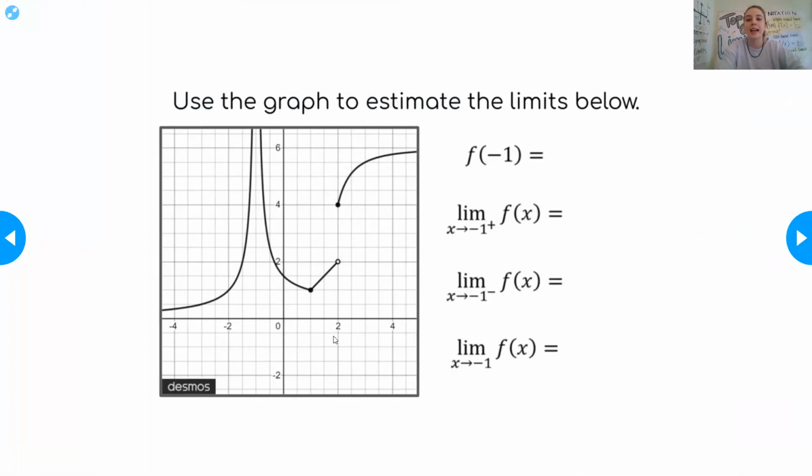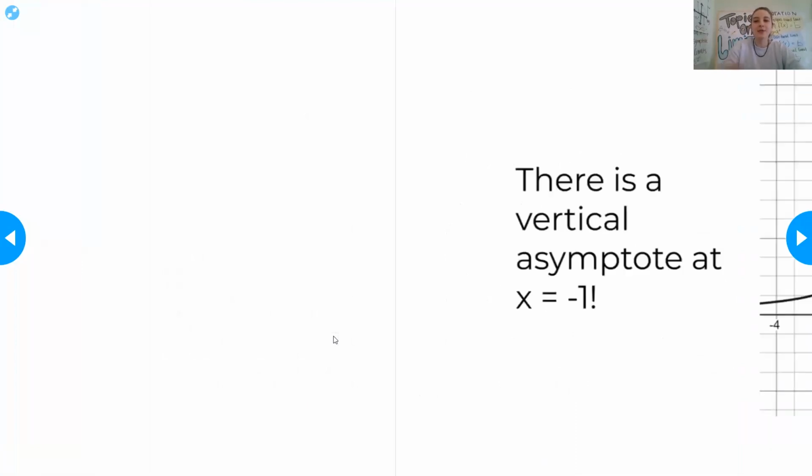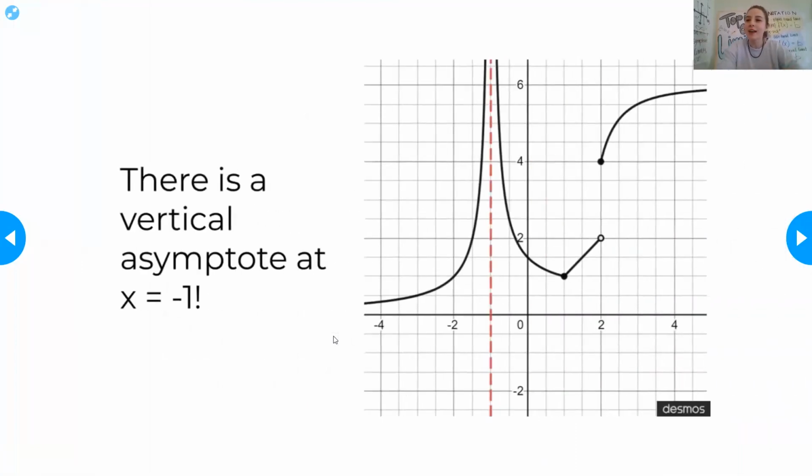All right. For our last example, you can see that we're finding the limit as we're approaching x equals -1. So I want you to take a moment and look at this graph and ask yourself, what graphical feature do we have at x equals -1? I'll give you a moment to think. At x equals -1, we have a vertical asymptote.